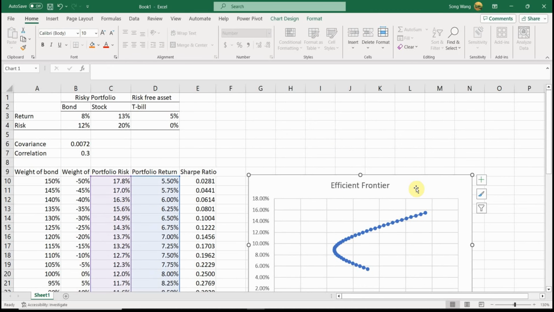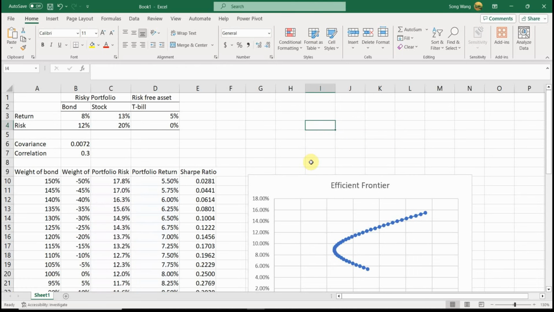For now this is your efficient frontier, and we can see right here is when your risk is lowest, but that may not be your best choice because you want to make your financial decision based on the Sharpe ratio, which incorporates the risk and return both.